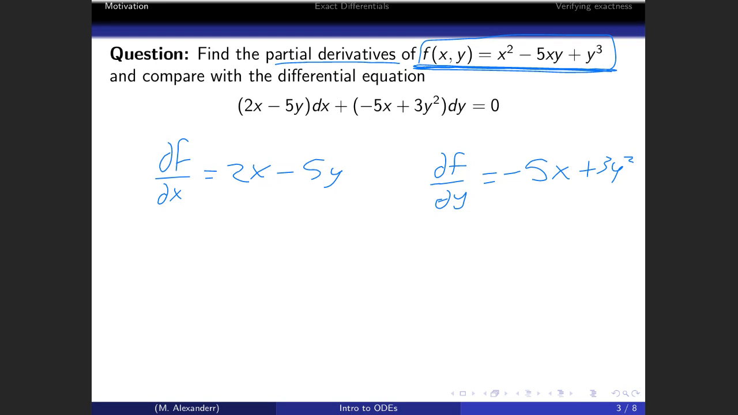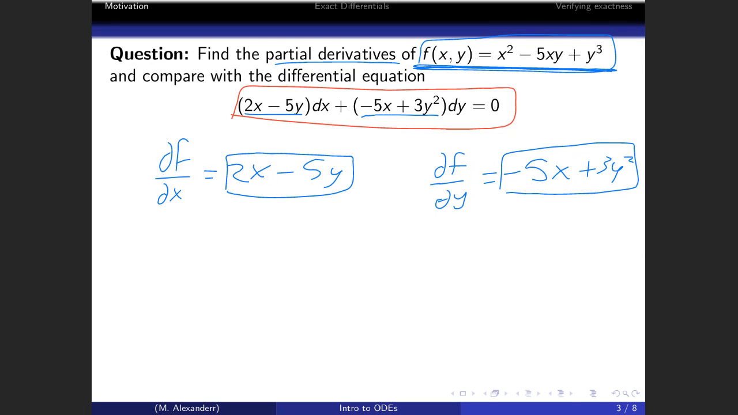All right, so now what do you notice about these formulas that we just got by doing a little bit of calculus 3? So notice that those are the same formulas that you have in the differential equation. And so what I want to say is this: the differential equation that is given to us is of the following format. You have a function f, and if you differentiate it with respect to the x variable, then you multiply it by the differential dx. And now the other piece is the derivative of f with respect to y, multiplied by dy, and then you just put this equal to 0.